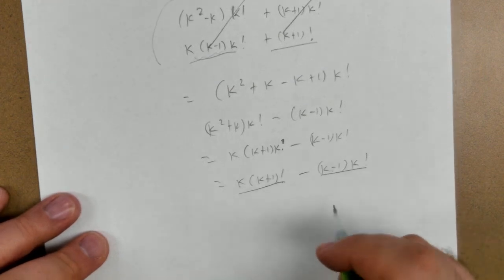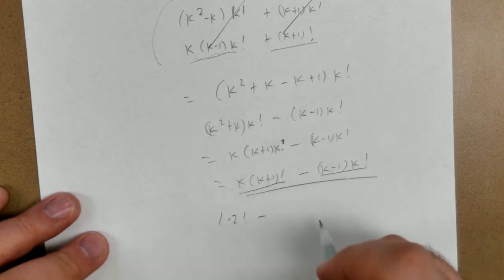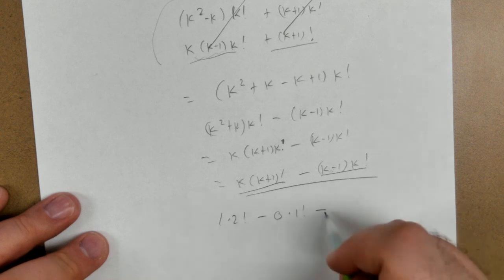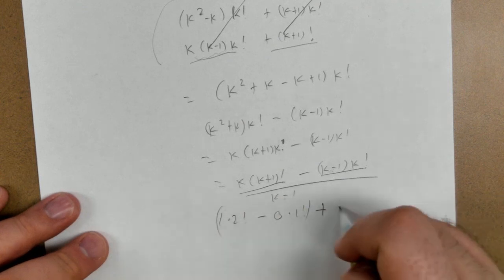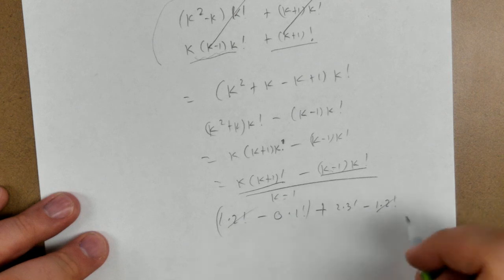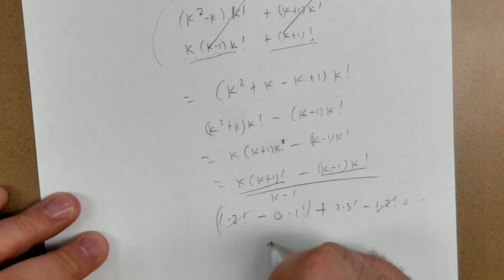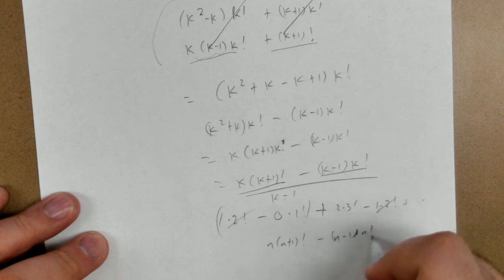So this is the general term now, and when k is 1, you get 1 times 2 factorial minus, I guess, 0 times 1 factorial, which is going to be nothing. And then when k is 2, you're going to get 2 times 3 factorial minus 1 times 2 factorial, and you can see how that's going to cancel with that. And then we're going to keep going, and then the very last term is going to be n times n plus 1 factorial minus n minus 1 times n factorial, but that should cancel with the previous term.